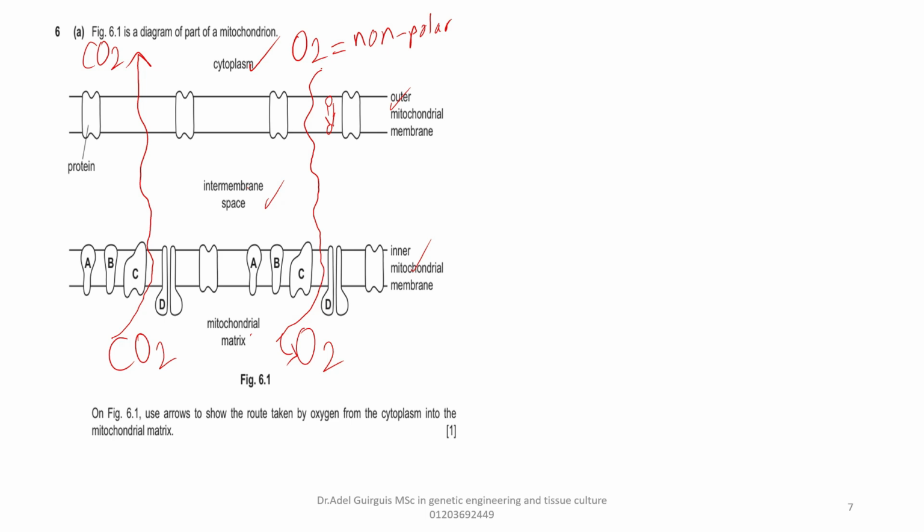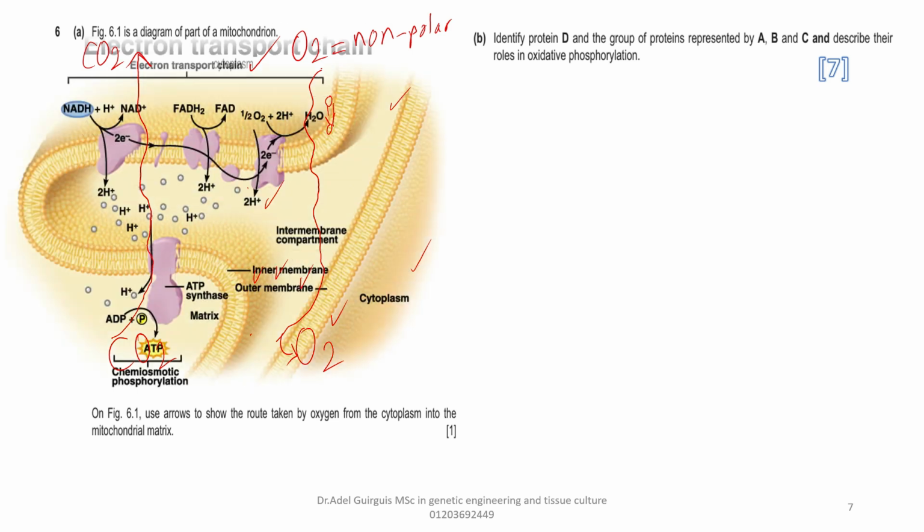Now, letter B: identify protein D. Where is D? Here, this protein. And the group of proteins represented by A, B, and C, and describe their roles in oxidative phosphorylation. Wow, 7 marks. Okay, let's break down these marks together step by step.